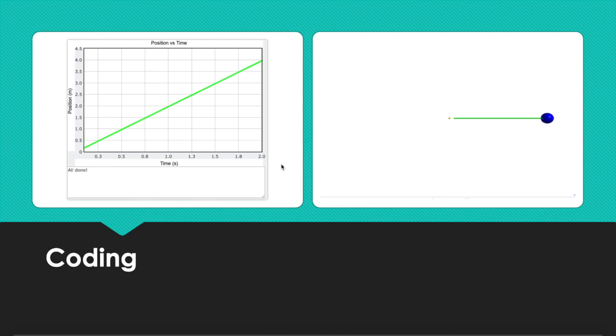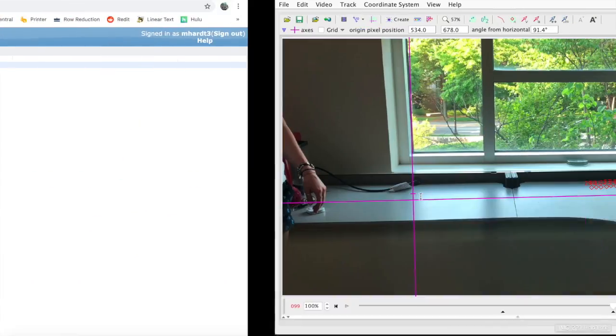As you can see here, the straight slope of the position versus time graph of the computer model indicates a constant velocity, which is expected because there are no net forces acting on the object. Here's a video of my computational model on Python.